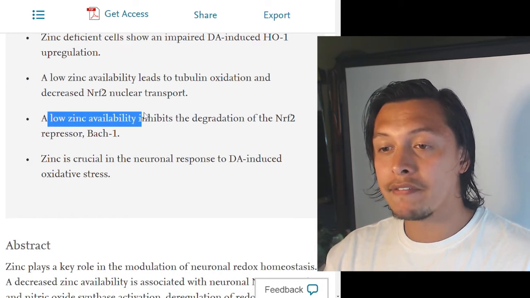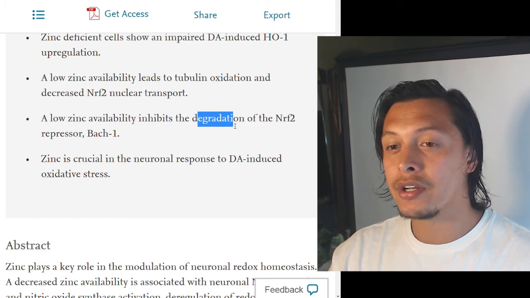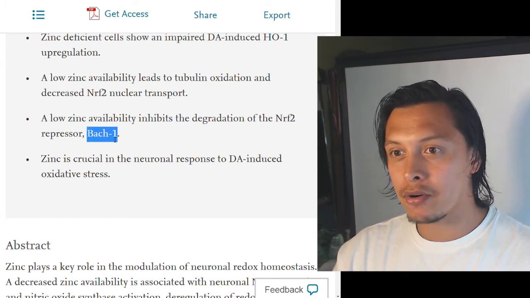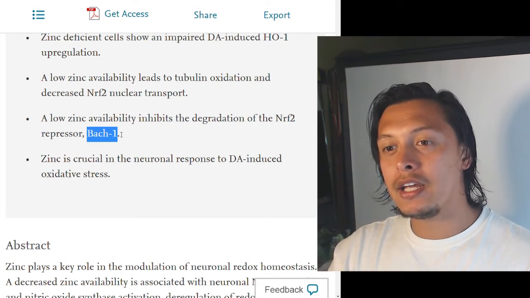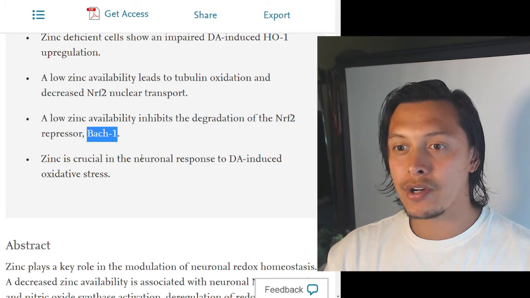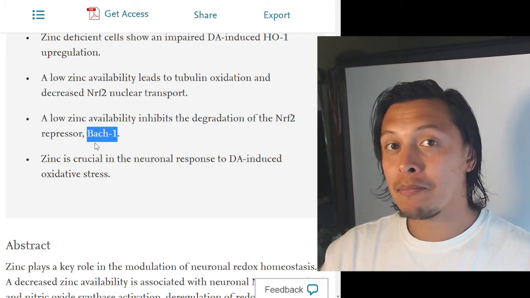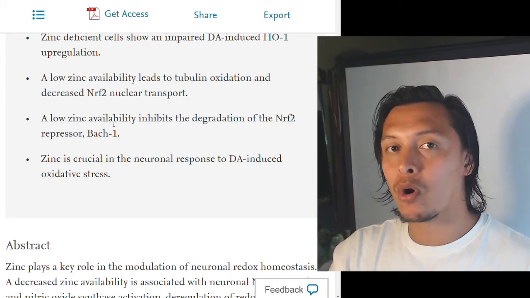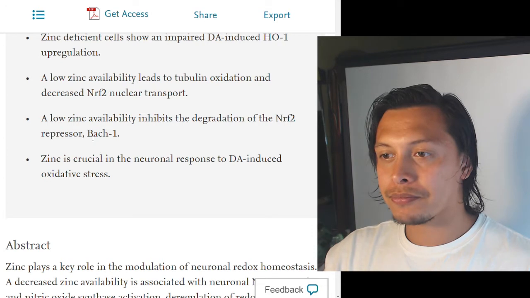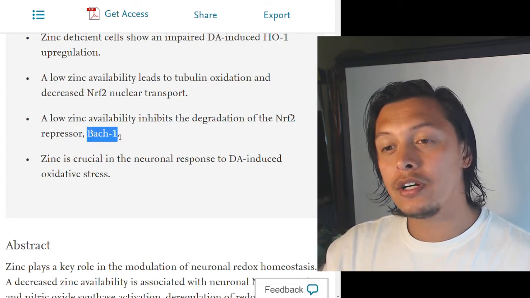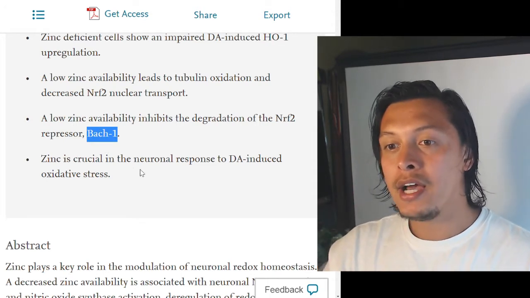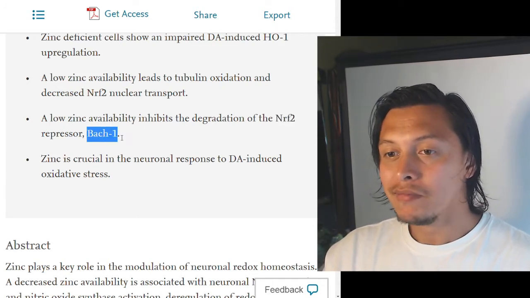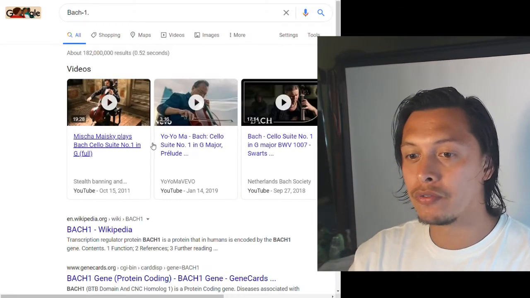Low zinc availability also inhibits the degradation of the NRF2 repressor BOC1. BOC1 is another protein, and it is normally degraded. Proteins are normally synthesized and degraded over time. But if you put a cap on the degradation of BOC1, then BOC1 is going to be more and more concentrated within the cell. And if you increase the concentration of BOC1, then those BOC1s are going to repress NRF2 from doing its job. So let's do a Google search for BOC1.